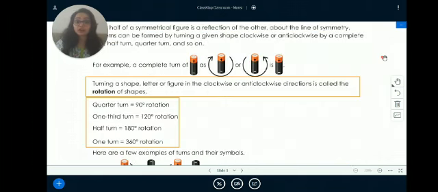Now that we have recalled about symmetry and axis of symmetry, let us learn about rotation of shapes. Turning a shape in clockwise or anti-clockwise direction is called as rotation of shape. Rotation means turning. Now you can rotate a shape, letter or any figure. For example, if I take this cell or battery and I rotate it clockwise, this is called rotation of this object. Now there are certain degrees of rotation and direction which is really important.